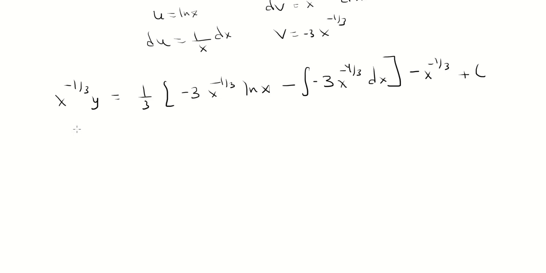So now we can simplify. Here we have the 1/3 will distribute. We have negative x to the negative 1/3 ln of x. The two negatives are going to cancel. We have plus, the 1/3 times 3 also cancels. And then we have to just integrate x to the negative 4/3, which is x to the negative 1/3 times negative 3, minus x to the negative 1/3 plus c.